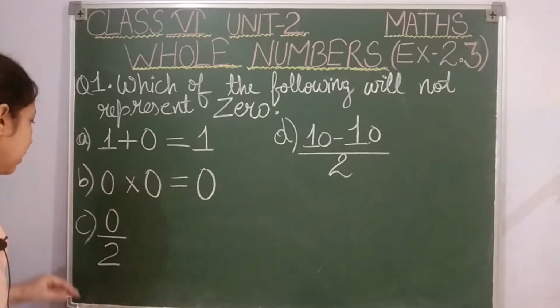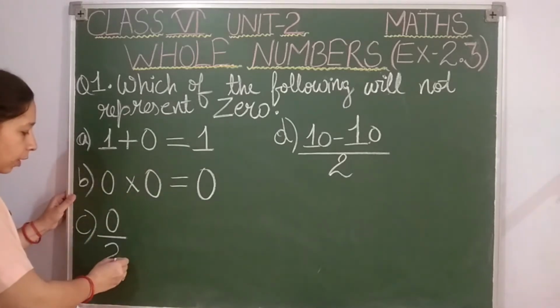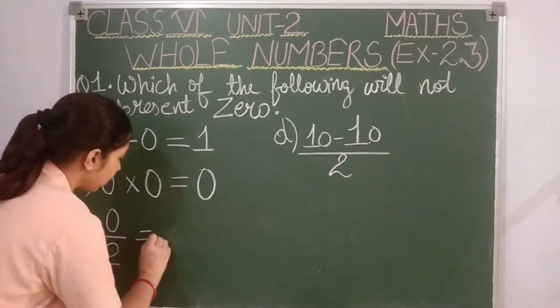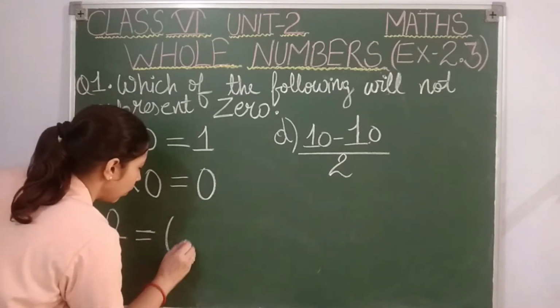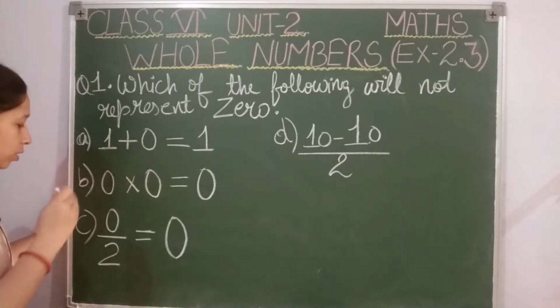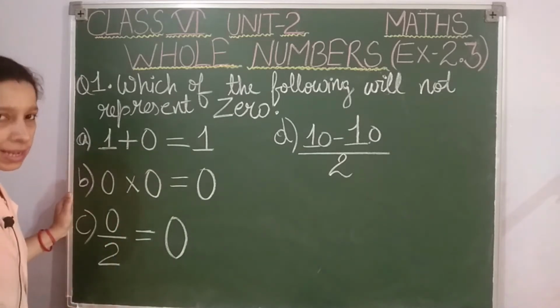Clear students? Then 0 divided by 2. So what will be the answer? Whenever 0 is divided with any number students, that means again you are going to get 0. Clear students? So 0 divided by 2 is equals to 0.